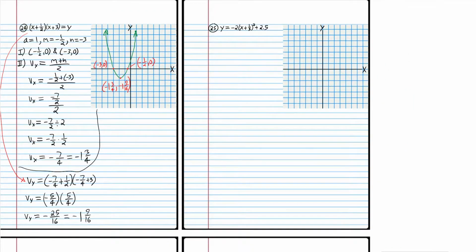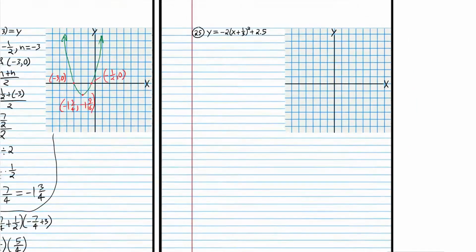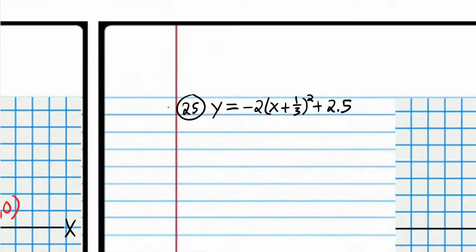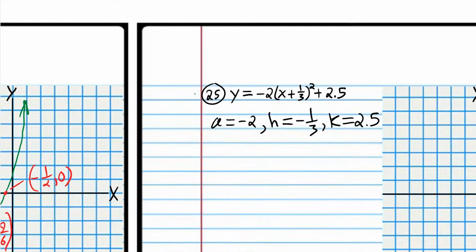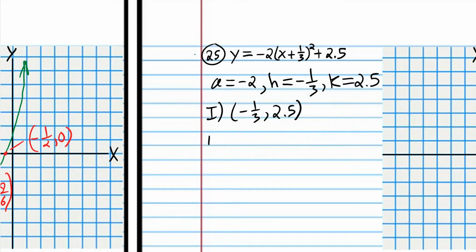Now we have a fraction and a decimal, you can see up there. We know that a is equal to -2, h is equal to -1/3. Remember, you change the sign on that one. And k, you do not change the sign, it just stays positive. Okay, so step 1 is to find the vertex, but we already have the vertex because this is in vertex form, so we can see what the vertex is just by looking at it. And step 2 is to find another point around the vertex.